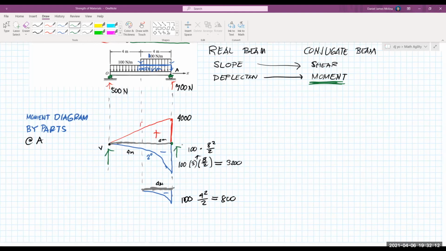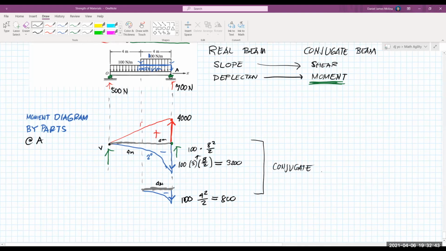If it's a fixed support, then it will be a free end at the conjugate beam. If it's a free end at the real beam, it will be a fixed support on the conjugate beam. Those are some of the properties. And then after that, the diagrams here will be our loads at the conjugate beam. So this is our conjugate beam.